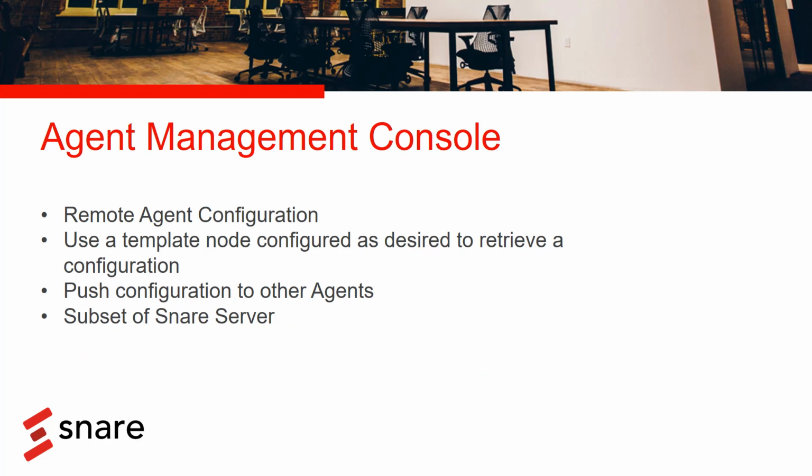Next, we have our Agent Management Console. This is helpful in configuration of your agents. You can do remote agent configuration with that by pulling the configuration from a golden or a template type of node and pushing that out to other agents that you want to have the same configuration set. This can be helpful. You can also modify the configuration before pushing that out from the AMC. So if you needed to edit some things, you can make different pushes to different locations if you needed to change objectives or change destinations, things like that. This is a subset of the Snare server.